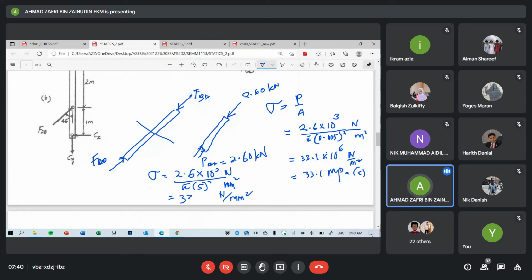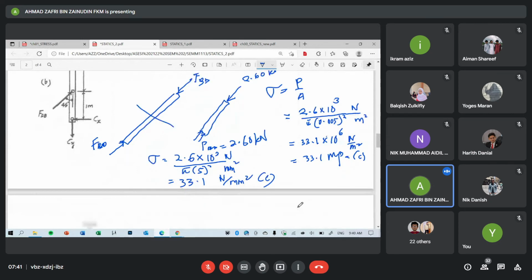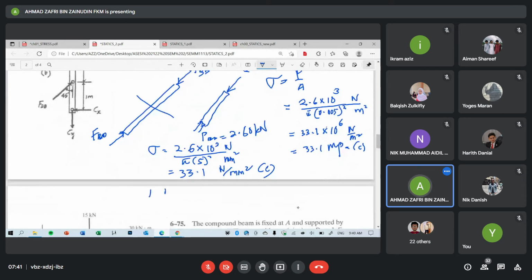So it's 33.1 Newton per millimeter square. You can give your answer like this, no problem. It's correct, because 1 Newton per millimeter square is equal to 1 Newton.